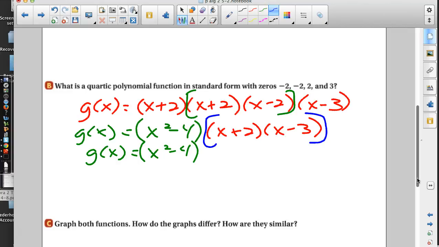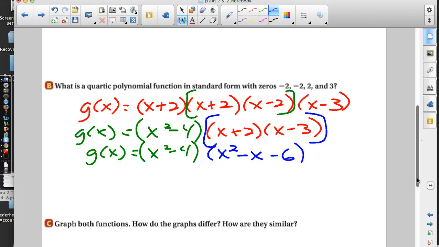But now the back one, we FOIL. First times first is x squared. Outside times outside is -3x. Inside times inside is plus 2x. So -3 plus 2 would be -1x minus 6. Now you can do that in 2 steps if you want to. You can write them all out and then simplify, and you'll get to the same place in the end.